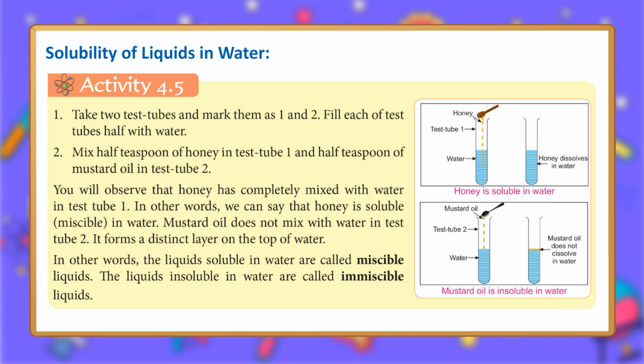In other words, the liquids soluble in water are called miscible liquids. The liquids insoluble in water are called immiscible liquids. Honey is soluble in water. Mustard oil is insoluble in water.